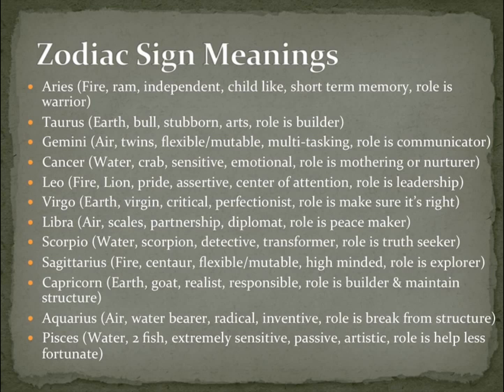The fourth sign is Cancer. In nature, it covers the beginning of summer. Its symbol is the crab, meaning to mother or nurture. It is a cardinal water sign, rules the stomach, and its roles in society are to ensure health and well-being.